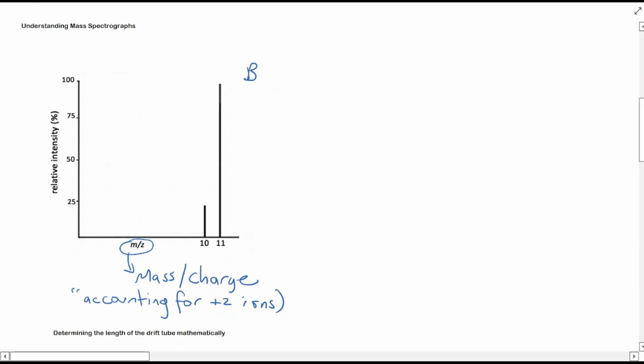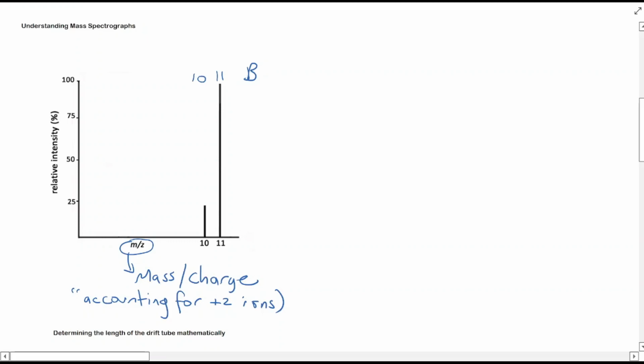Now in this case, we're doing a mass spectrograph of a single element. In this case it's boron, and you can see we have two isotopes. We have boron 11 and we have boron 10. And we can see there's two isotopes because we've got two bars. And we can also see that 11 is more common than 10.